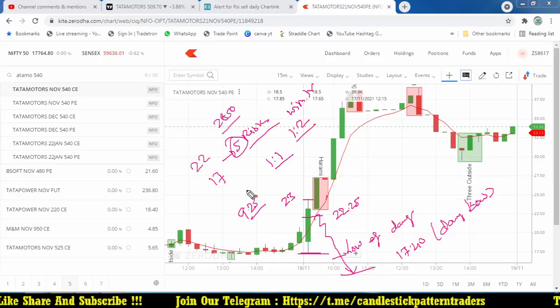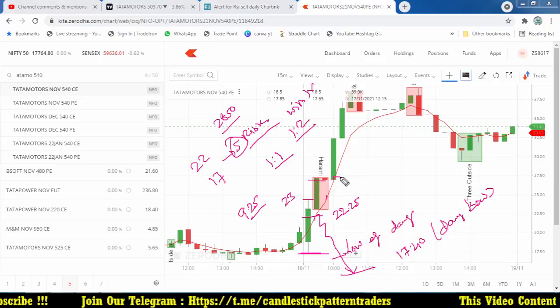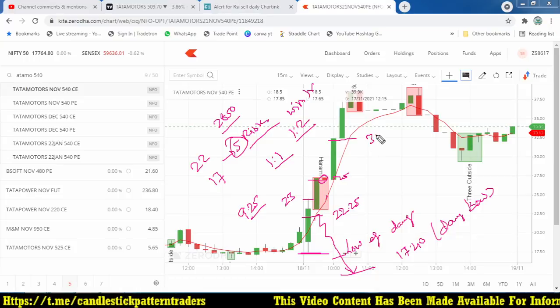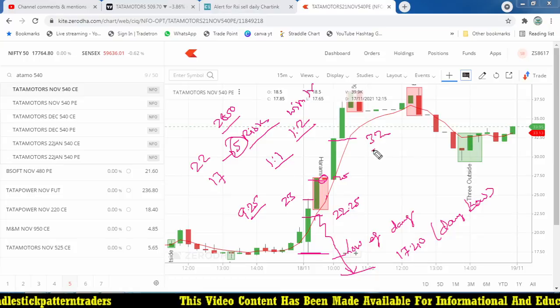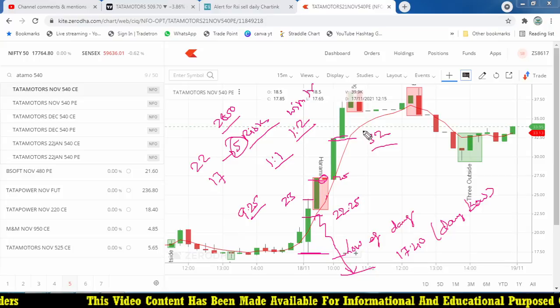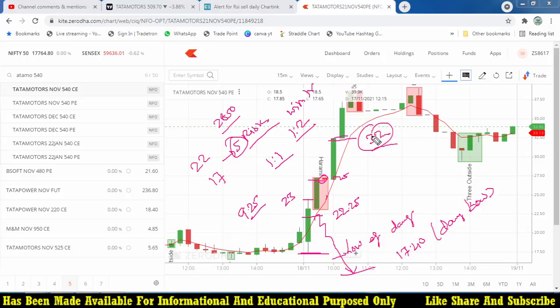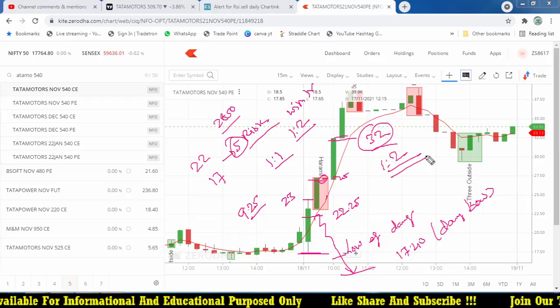So the next candle closed at 25, and in the next 15 minutes it went very low, and again suddenly it increased to 32. So it increased by 10 rupees within the second or third 15 minutes after your entry. That means you should exit, because it is already giving you a 1:2 risk reward ratio.